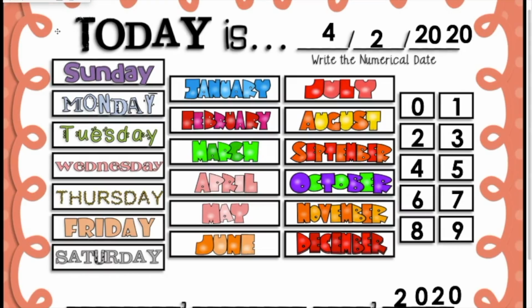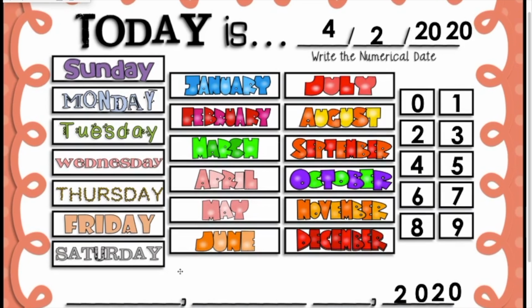All right, so let's get started with today's calendar. We're going to start with writing today's date. At the top we have our numerical date, our date written only in numbers. We see a 4. 4 is for April. April's the 4th month of our year. We have a 2 for the 2nd of April, and 2020 for our year.